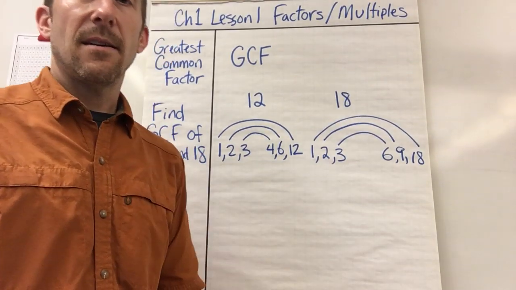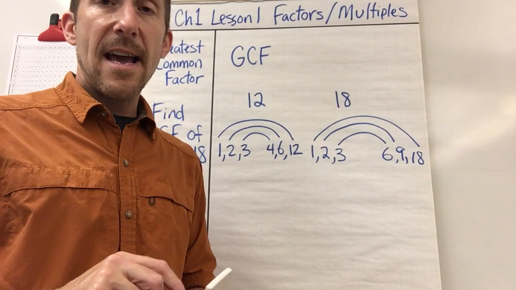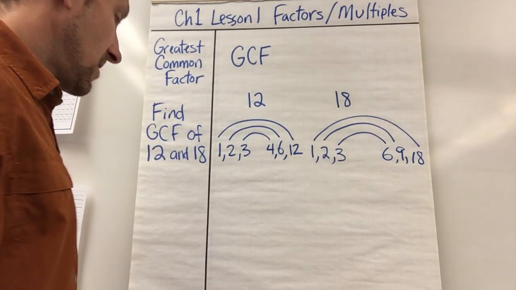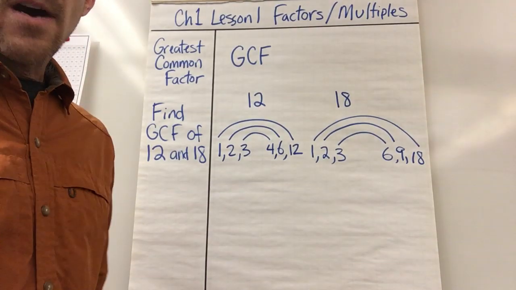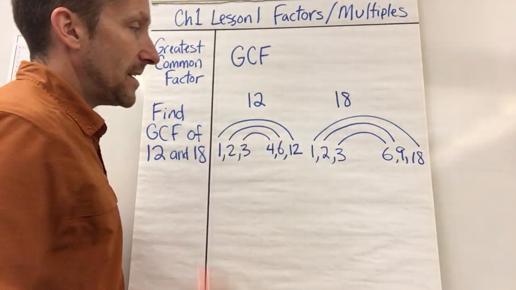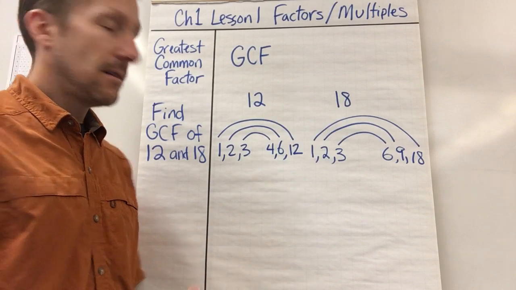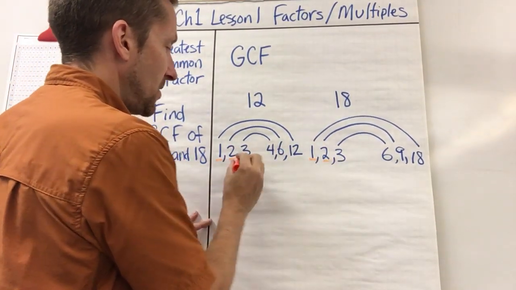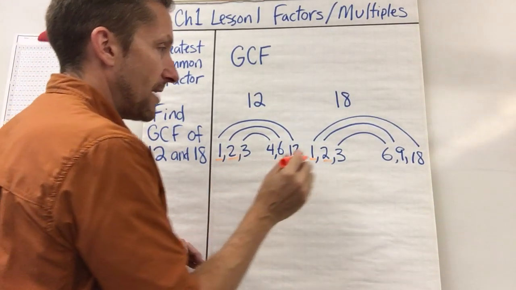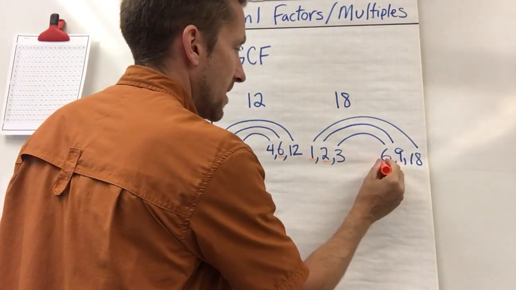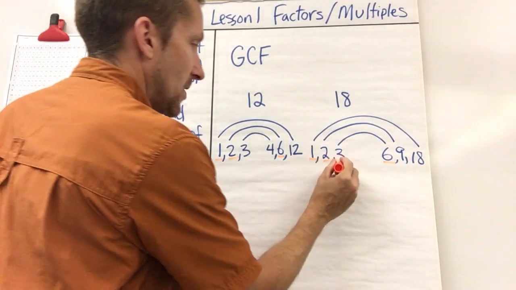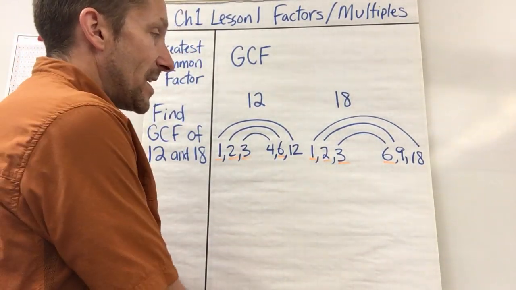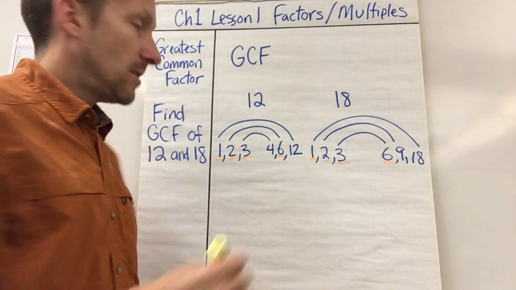This is my list of factors for 12 and 18. We want the greatest common factor. So I look at my list. What is in this list, and it's in this list? We've got a 1 in both lists, a 2 in both lists. We have a 6 in both lists. We also have a 3 in both lists. I almost missed that one. What's the greatest factor out of all those? 6.